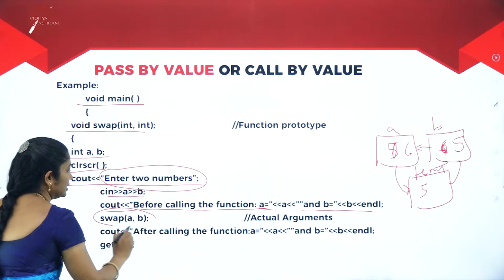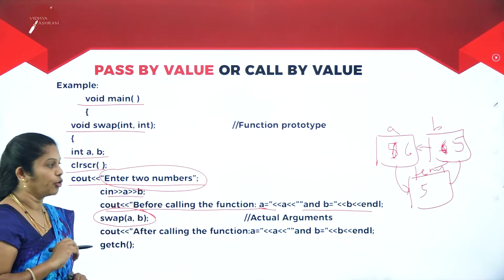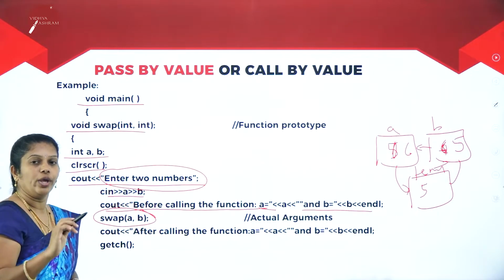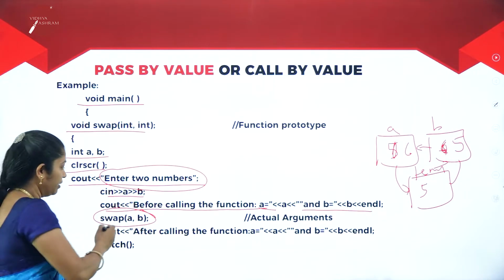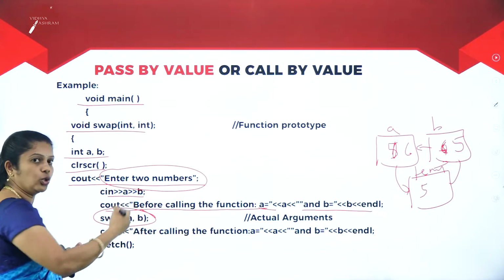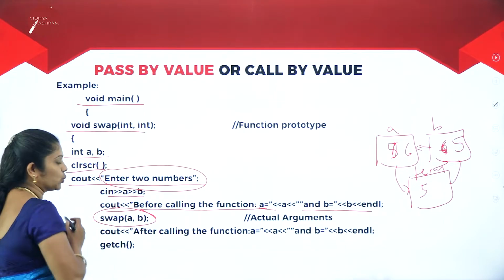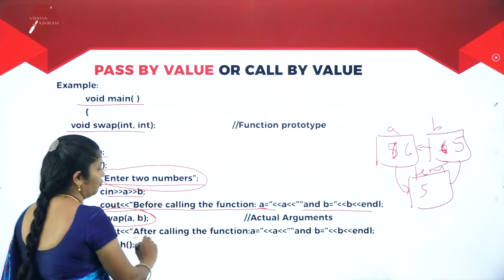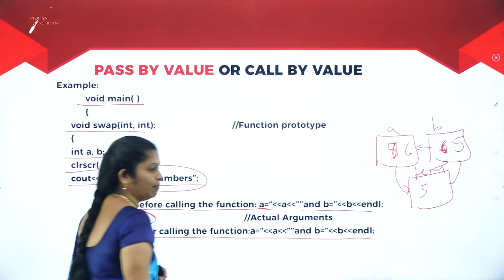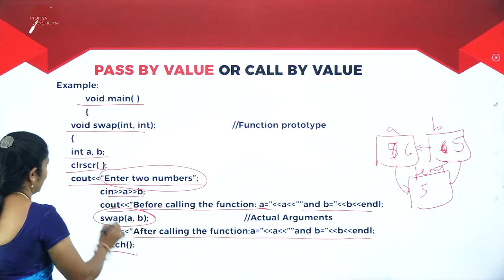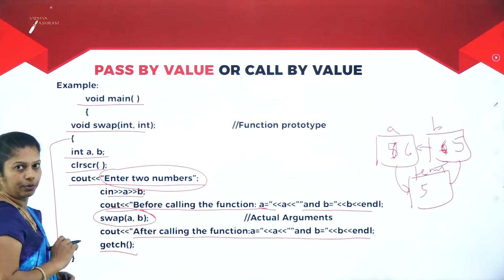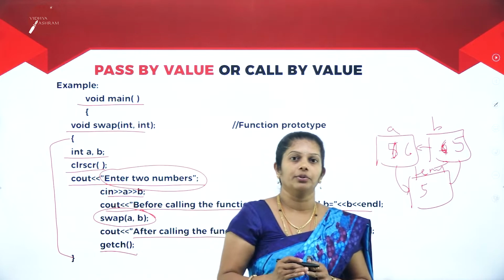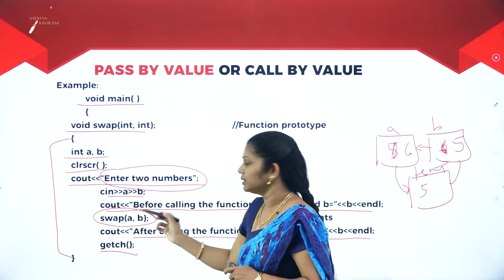Then we call the subfunction with the actual arguments, that is A and B. Here, swap A comma B. Now we are calling the subprogram. It means that at this time the control will transfer to the swap function. There the swapping will be performed. Then after calling the function, the A and B values will change, then getch. Then here we are closing the main program. This is the main program. Here we declare the prototype, and afterwards we call the subprogram.